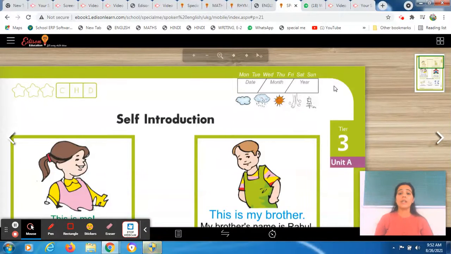Okay, so students, let's talk about self-introduction. The meaning of self-introduction is clear from the words. Self, self means khud, right? Introduction means when you are describing something. Here, what you are describing is yourself. Self means आप अपने बारे में introduce कर रहे हो. So that is a self introduction. Okay? So self introduction का मतलब क्या है?